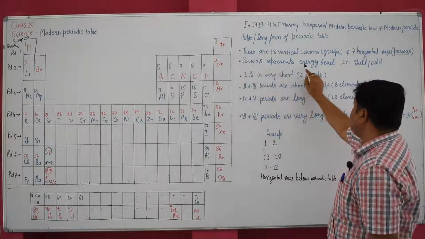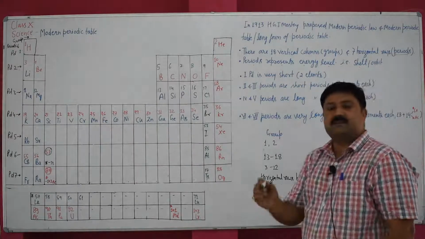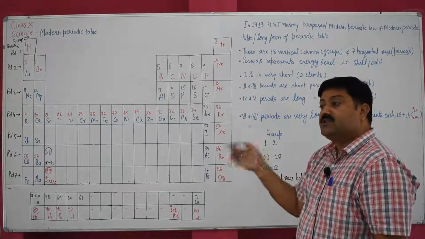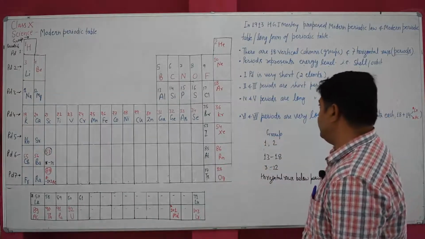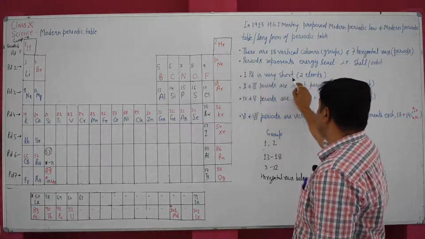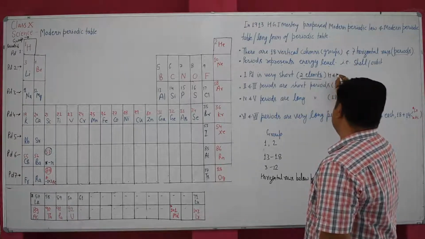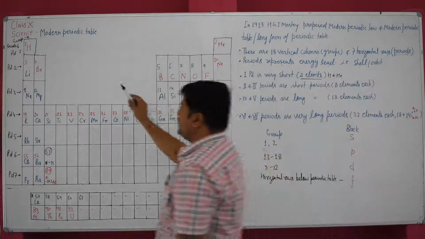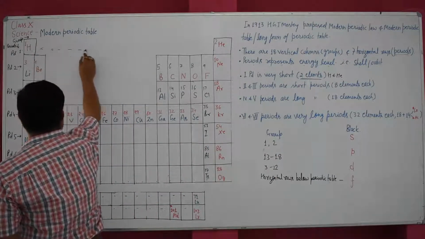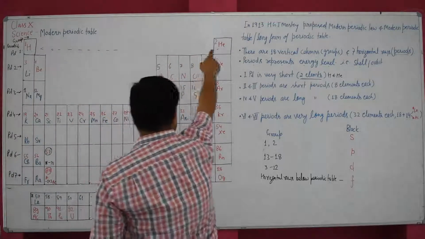Next, periods represent energy level, that is shell or orbit. Periods represent the energy level of an element, or the shell or the orbit of the element. Next thing, the first period is a very short period having only 2 elements, that is hydrogen and helium. Here, number 1 is hydrogen, everything else is blank, and then number 2 is helium.